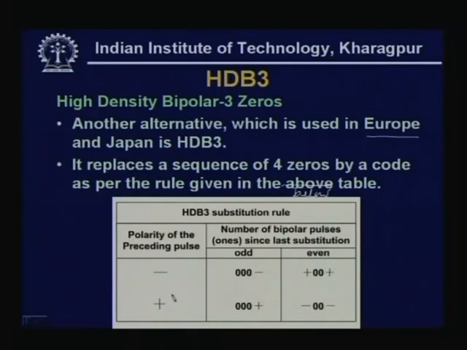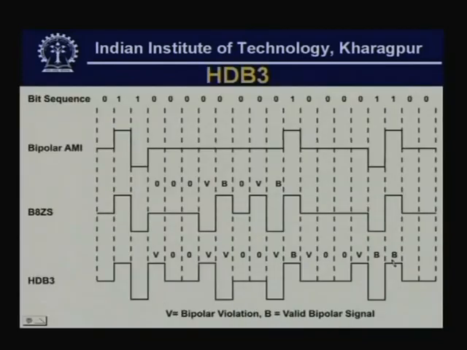Similarly, if the polarity of the preceding pulse was positive, and if the number of bipolar pulses since last substitution was odd, then it will be replaced by 0 0 0 positive, and if it was even, it will be replaced by negative 0 0 negative. Let me illustrate this with the help of an example. The same example is shown here. Here, as you can see, the number of substitutions was 2 and the previous pulse was negative.